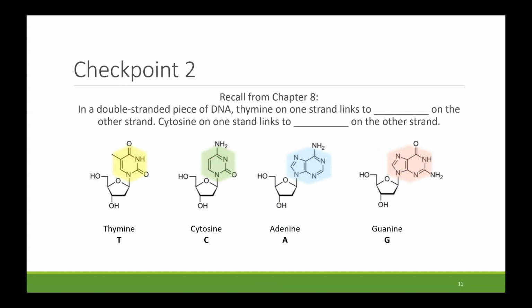And for another checkpoint, to review what we just learned in our previous chapter, I'd like you to tell me which of these nitrogenous bases are linked to each other when a double-stranded piece of DNA comes together. So fill in the blanks. In a double-stranded piece of DNA, thymine on one strand links to what on the other strand? And cytosine on one strand links to what on the other strand?